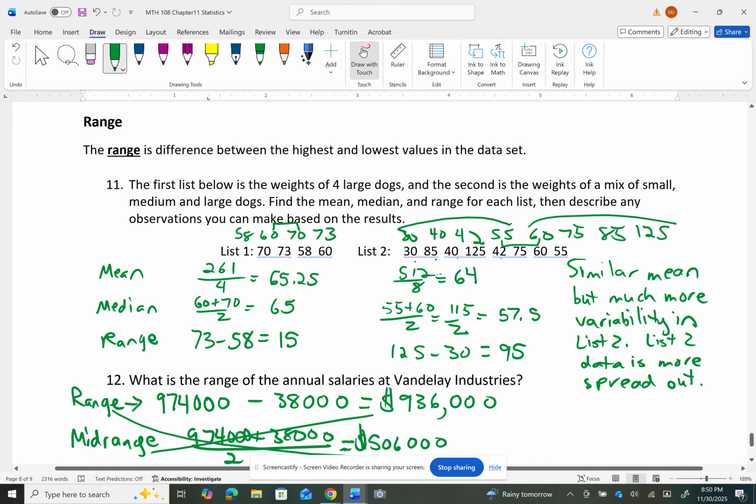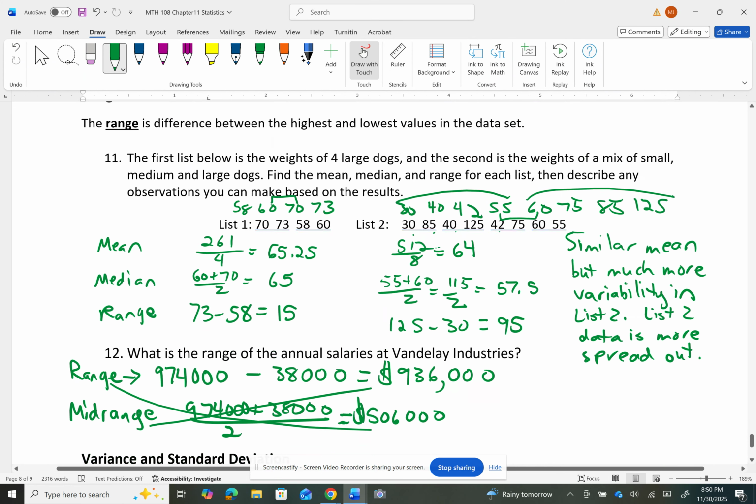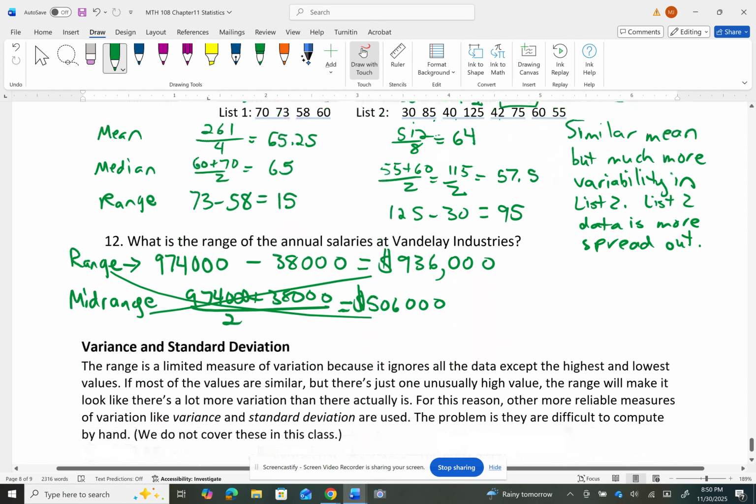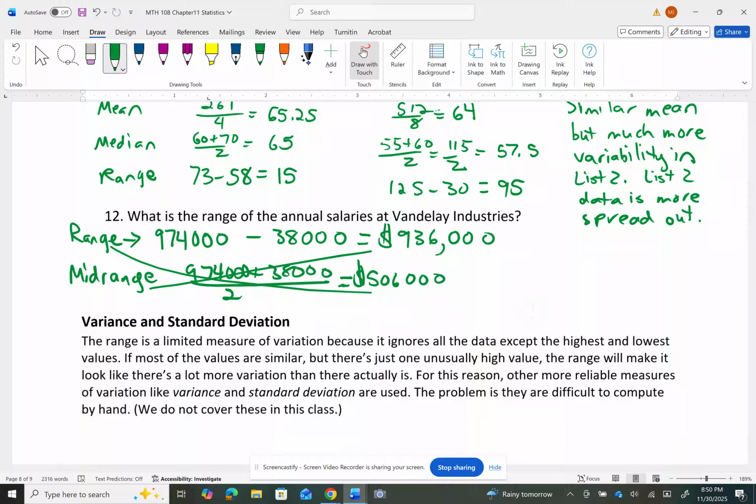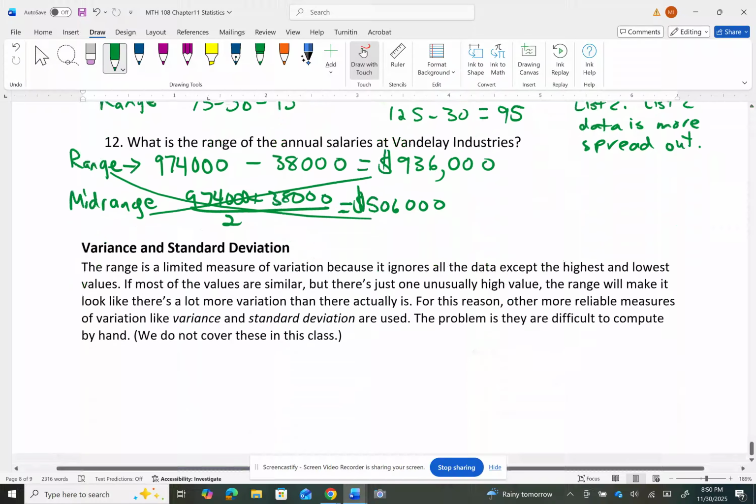All right, so that's the most important stuff. You'll need to be sure you know the measures of central tendency, mean, median, and mode, mid-range, and then also understand how to find the range in a data set. Okay, so range only uses the high and the low value. So if there's an extremely high or an extremely low value, the range might make it look like there's a lot more variability in the data than there really is. So there's some other measures like variance and standard deviation that are used to describe the variability in a data set. We don't cover those in this class though.